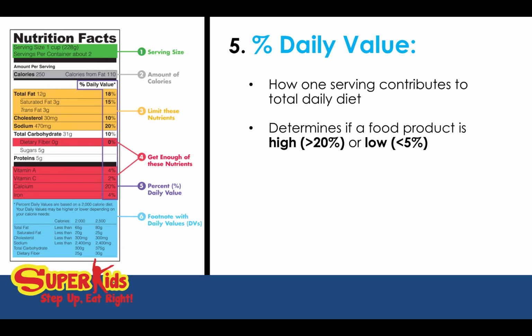On the other hand, if it is less than 5%, that means that the food product is a low source of that nutrient. So again, for example, dietary fiber, it says 0%. That means it is a low source of fiber. Remember that this number refers to only one serving of the food product, so it's important to always refer to the total amount of servings in the entire package.